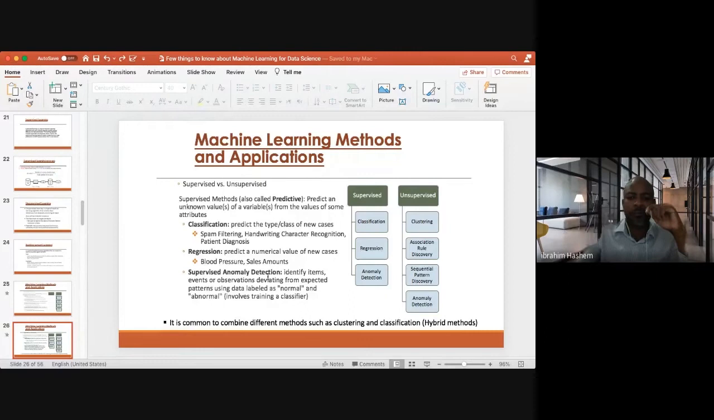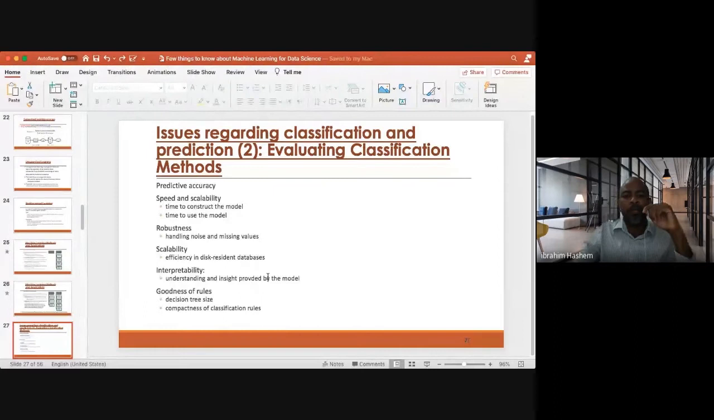So the issue regarding classification and prediction is more into predictive accuracy, and this is very common. If you have less accuracy, your data might not be reliable. You have to improve the accuracy of your result.